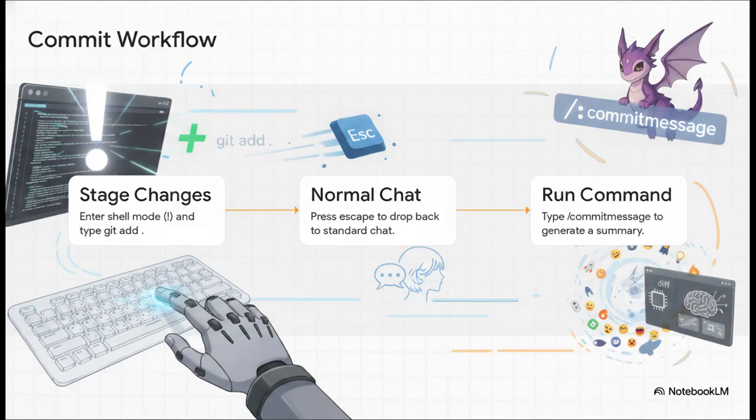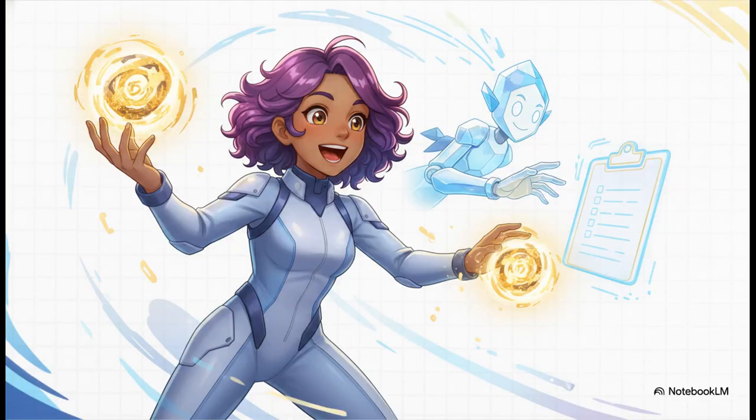The CLI is going to ask for permission, run the git diff in the background, send all of that context to Gemini, and boom, it generates an emoji-rich, highly accurate summary of your exact staged changes. It is insanely fast. And here is your absolute ultimate productivity closer, the /copy command.